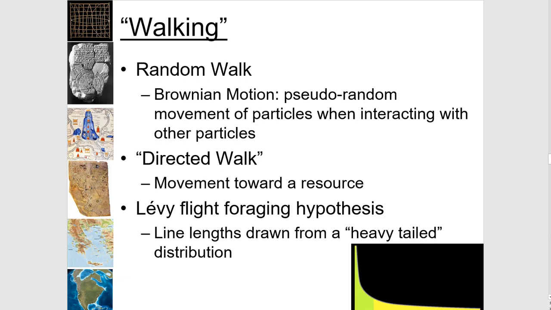Just to mention this, we don't use this too often, but every once in a while you might need it. The random walk is called Brownian motion, directed walk, moving towards a resource. And then the flight foraging hypothesis was important because there are some species, like species of seeds that will ride the currents on top of trees, and they will travel extremely long distances. So most of the seeds won't travel very far.